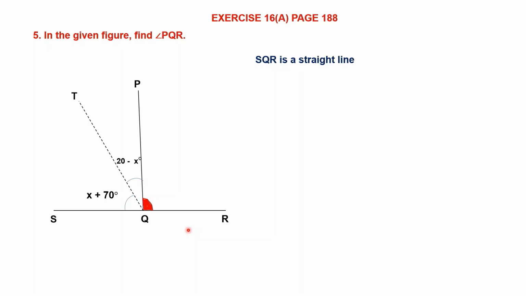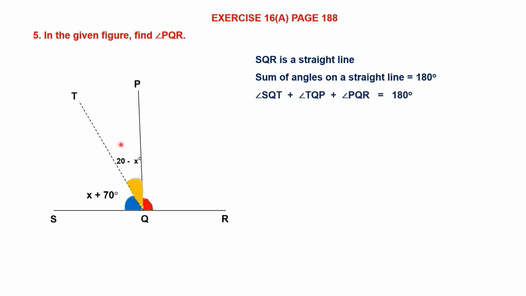Now, what do we know about angles on a straight line? We know that the sum of angles on a straight line will be equal to 180 degrees. That means there's one angle here, another angle here, and a third angle here. If you add up all three angles, you should get 180 degrees. So let's add up those angles: angle SQT, which is in blue, angle TQP or PQT, which is in yellow, and angle PQR, which is in red. All these should equal 180 degrees.